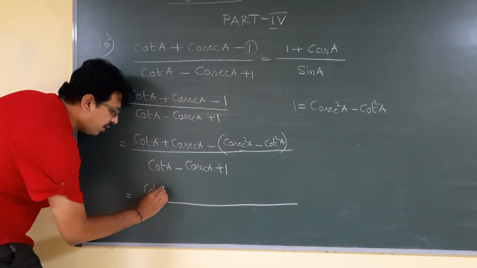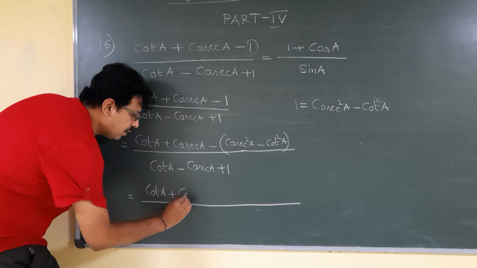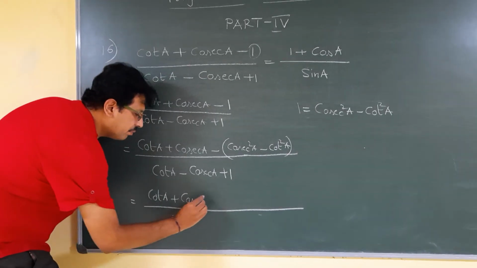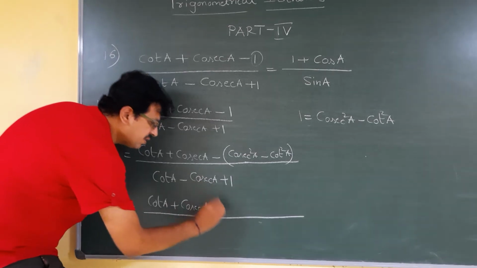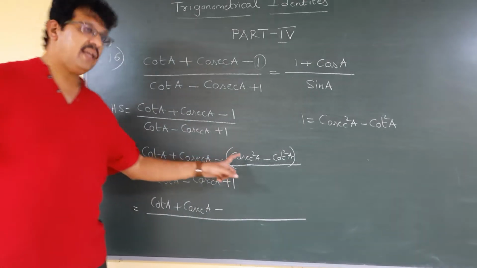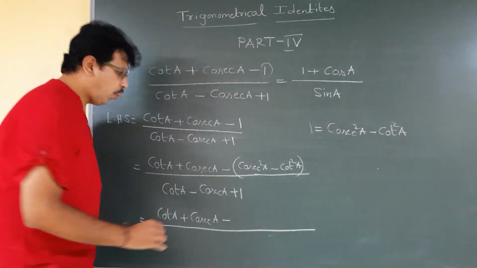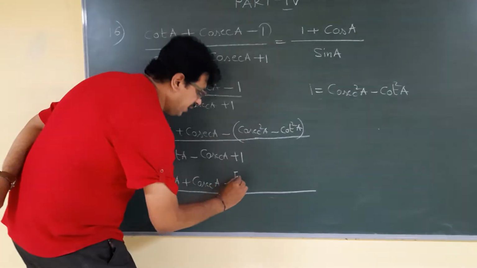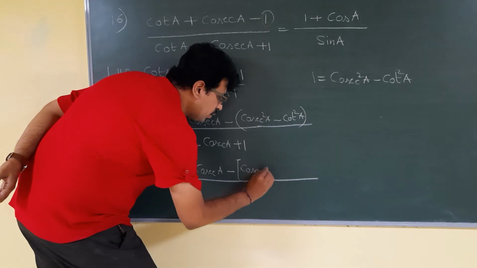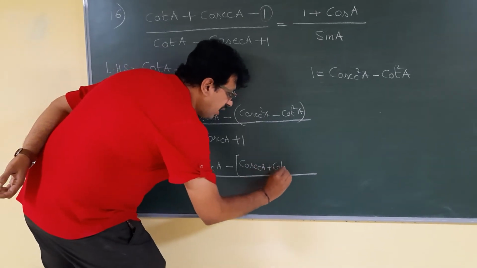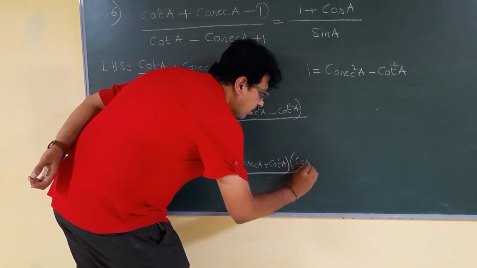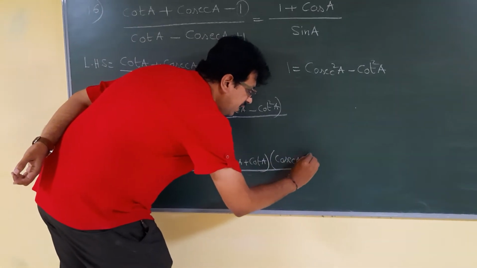That's equal to cot A plus cosecant A minus, as I said to you, this is A square minus B square formula. What you should write A square minus B square as A plus B into A minus B. That is cosecant A plus cot A into cosecant A minus cot A.